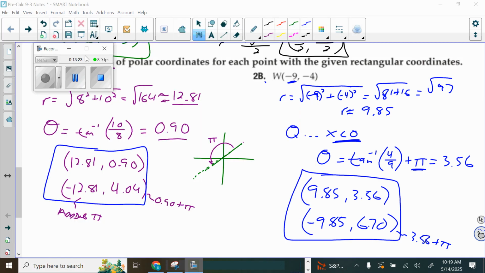And look at that time. Hey, how about that? Look at this, 13.26. That's pretty good. I have no problem with that.